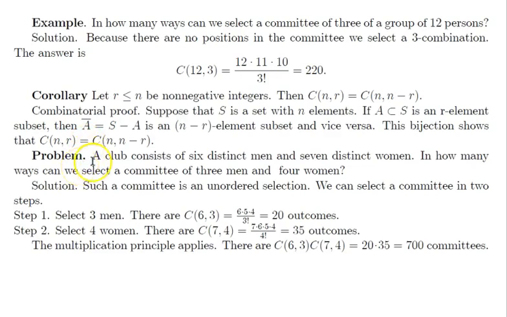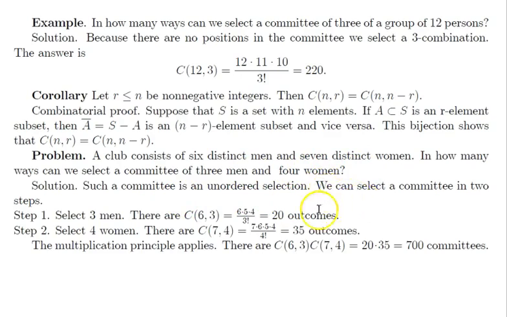Problem. A club consists of 6 distinct men and 7 distinct women. In how many ways can we select a committee of 3 men and 4 women? Such a committee is an unordered selection because we don't have positions given in the committee.